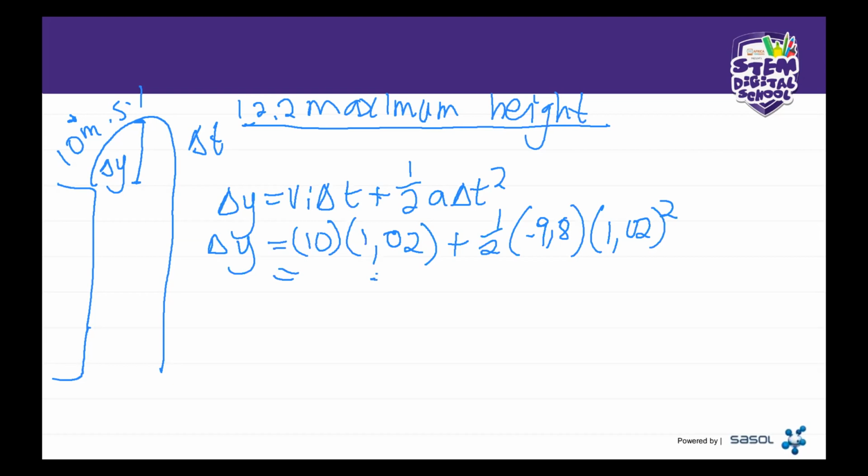Okay, no, I don't want to use this formula. Why don't I want to use this formula, guys? I want us to check something out here. I prefer that we use the formula that says VF squared is equal to VI squared plus 2A change in Y.